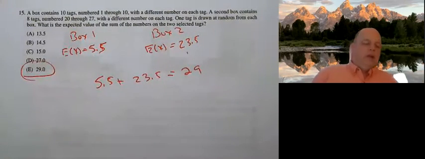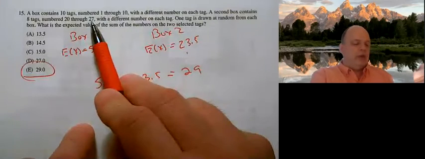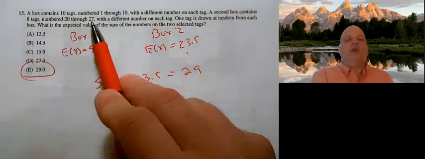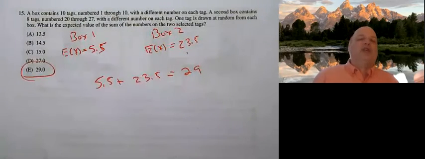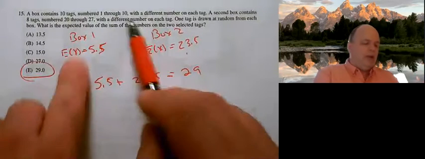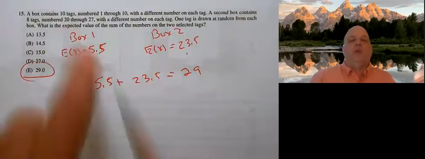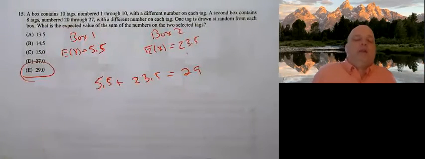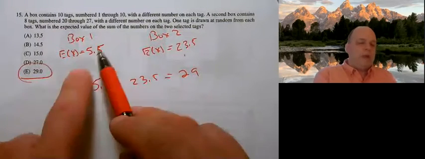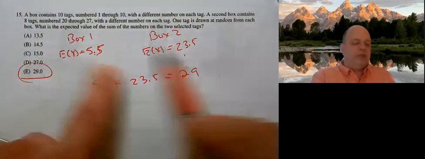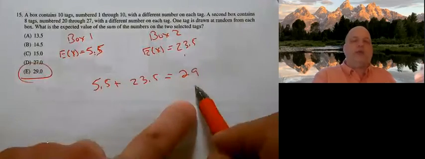Now think about this. I could have drawn a 27 and I could have drawn a 10. So it could have been as high as 37, or it could have been as low as 1 plus 20 is 21. So any one of the values between 21 and 37 were possible, but really I'm expecting the average from this box plus the average from this box, which equals 29. Okay, number 16.